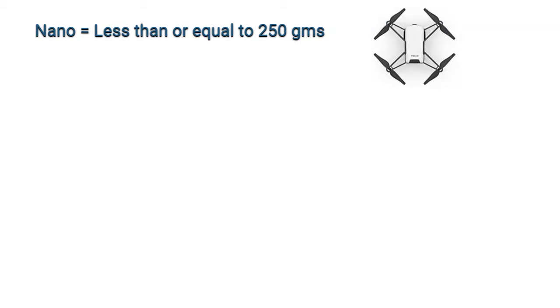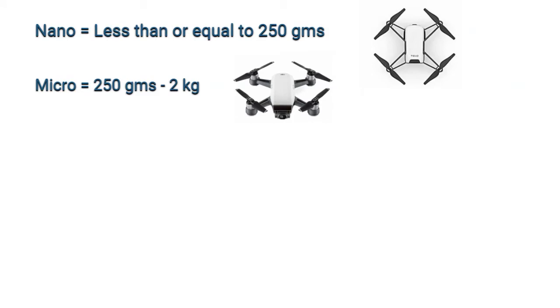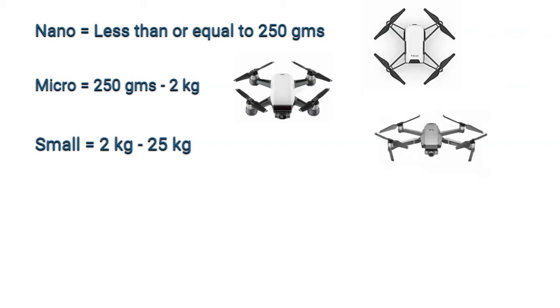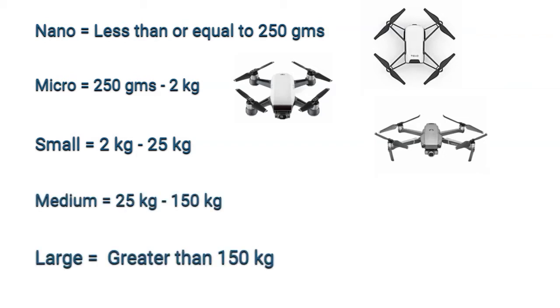Let's see the nano category. Any drones which come under 250 grams fall in the nano category. One example could be DJI Tello. Then the micro category. Drones with 250 grams to 2 kilograms fall in micro. One example for the micro category is DJI's Spark. And then small, which is 2 kilograms to 25 kilograms, and DJI's Mavic Zoom, Mavic 2 Zoom, Mavic Pro all fall in the small category. Then medium and large, that is above 25 kilograms.